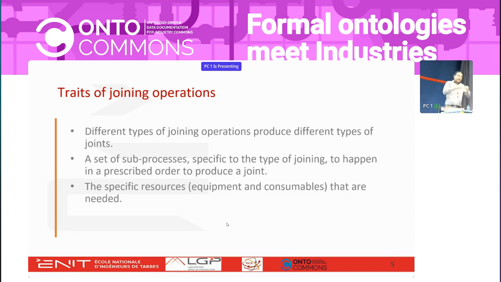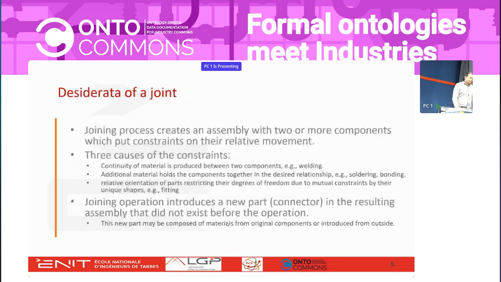Also, if we go inside it, the sub-processes are different; it is a different strategy for different types of joining operation. And then, of course, if the strategy is different, we need different types of resources for these different types of joining operation. So we have three traits here. One trait is the output type, what type of joint it is producing. Another is what type of sub-processes are happening, so the strategy. Another is the specific resources.